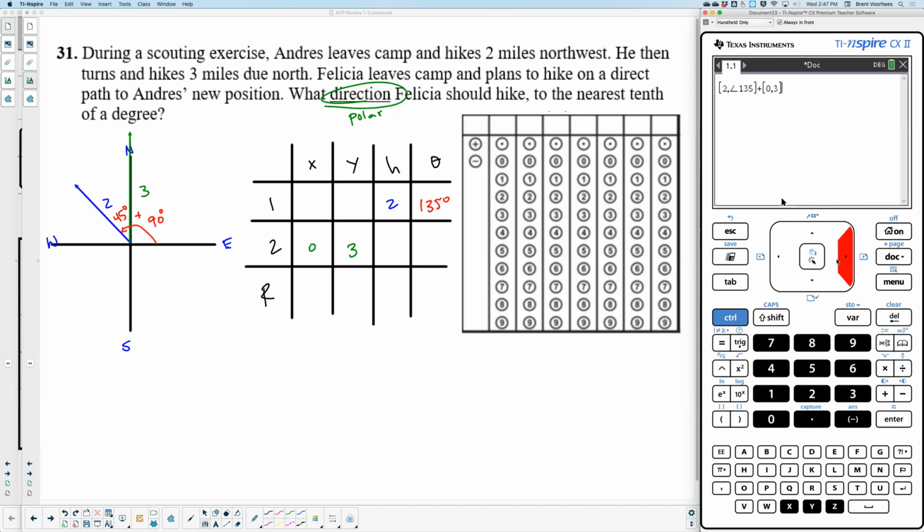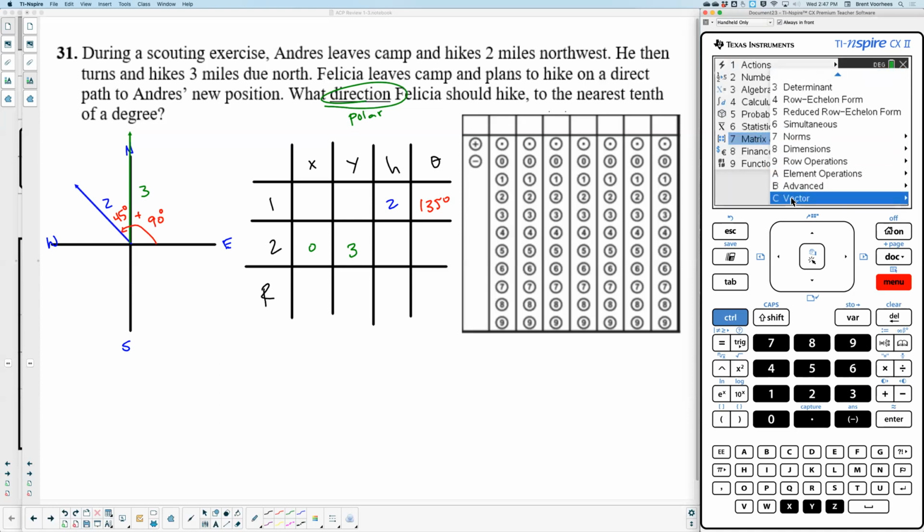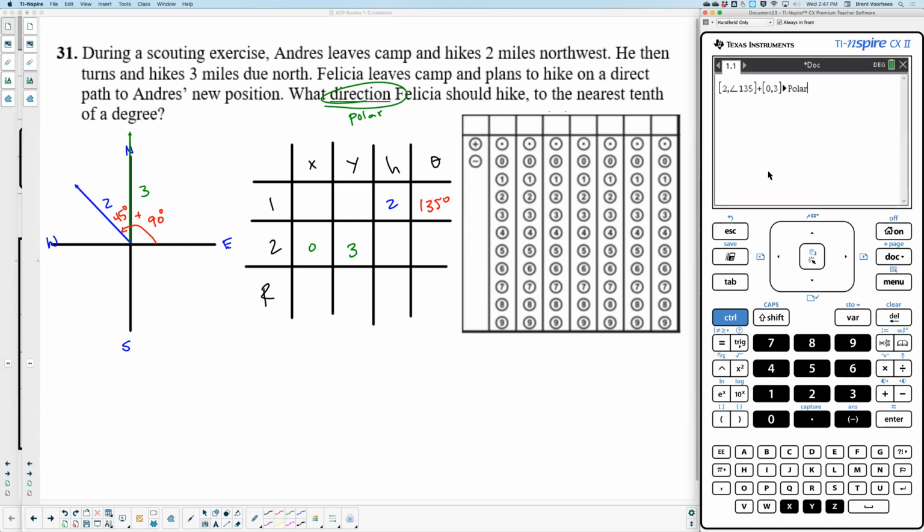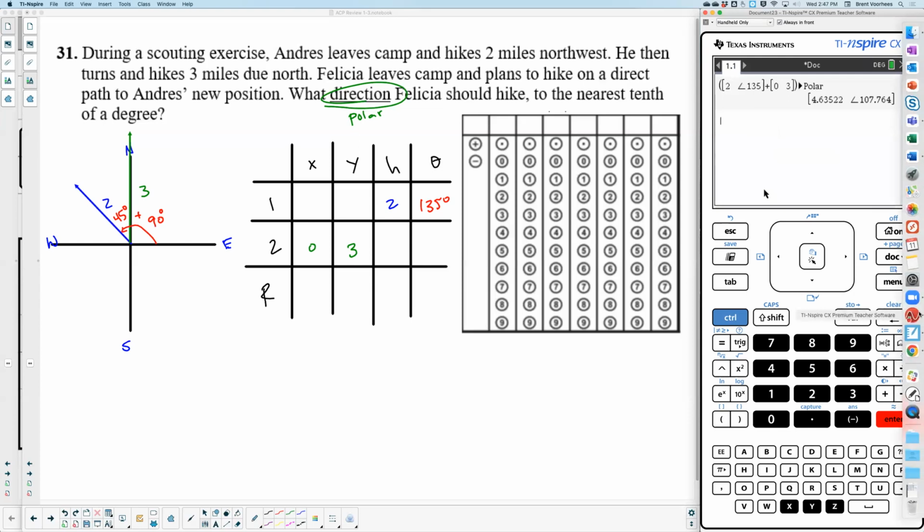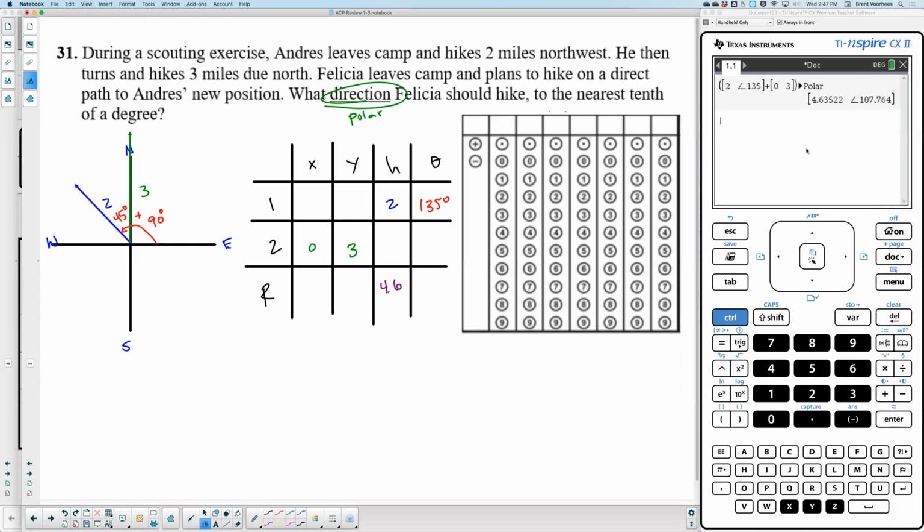To convert your answer, you press menu, 7 for matrix, comma vector, C for vector, and then 4, convert to polar. That's their value. 2.6 and 107. It says to the nearest tenth of a degree. Would I say 0.7 or 0.8? 0.8. Okay, that's coming from the east around what direction? Here, they don't say. They should have said what directional angle or something like that to let you know from the x-axis. This would be my answer.